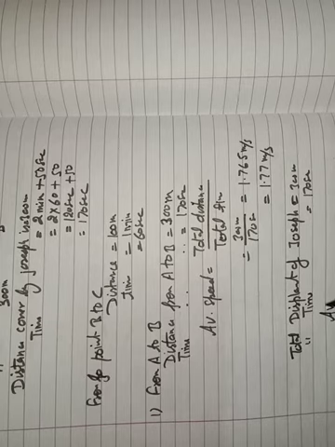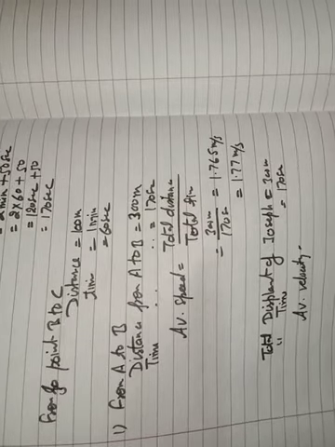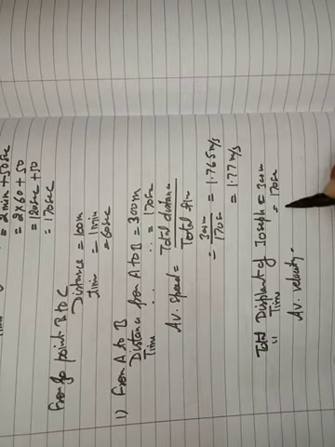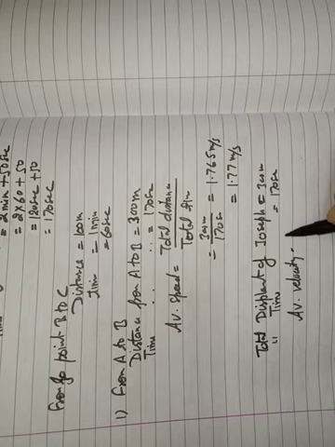Now, average velocity. Average velocity is equal to total displacement upon total time. You can write the formula here: total displacement upon total time. Now the displacement is 300 meter and total time is 170 seconds.